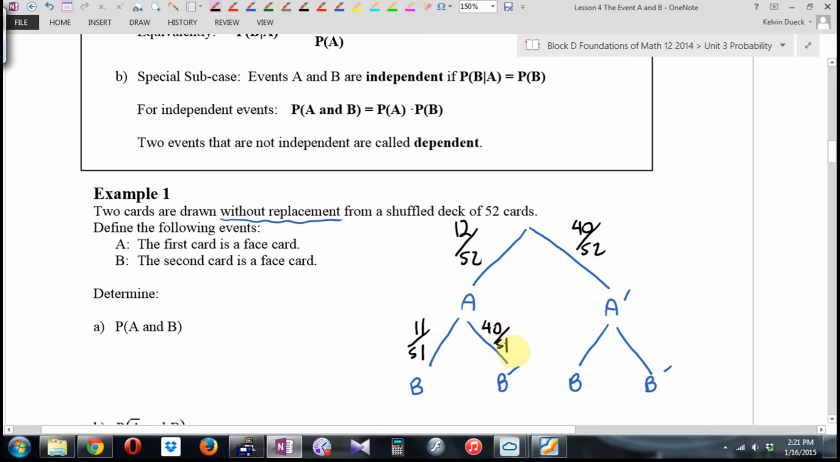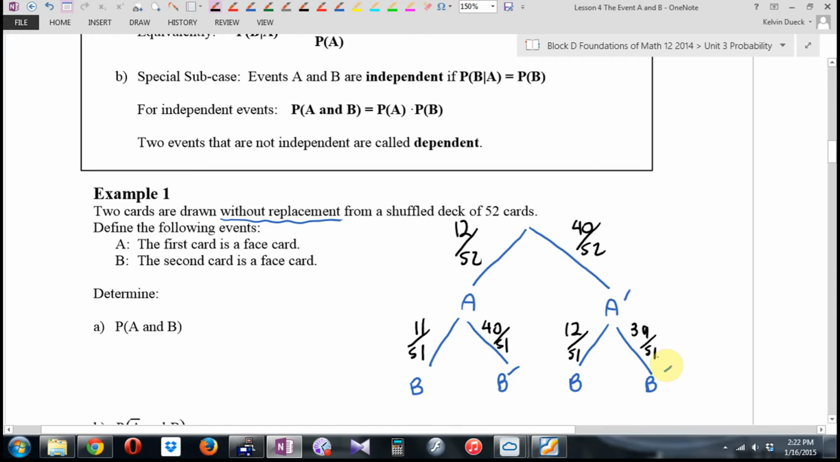Check. Down the left-hand branch, you picked a non-face card. So how many face cards are left in the deck? Out of 51. How many non-face cards are left in the deck on this second level? 39 out of? Double check. Does it add to 1? Yeah. Hopefully, by the way, you're spotting that double check. It's a really handy, quick error check.